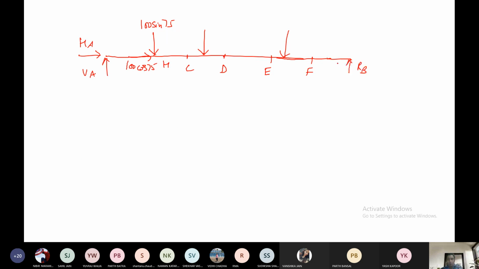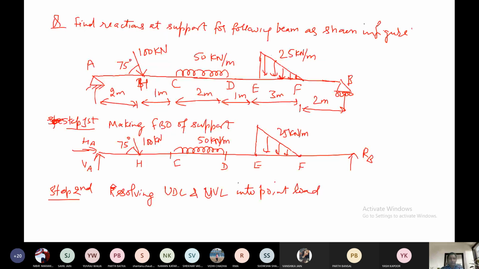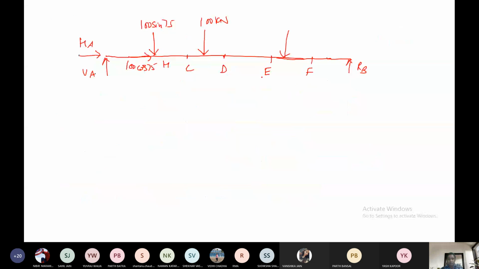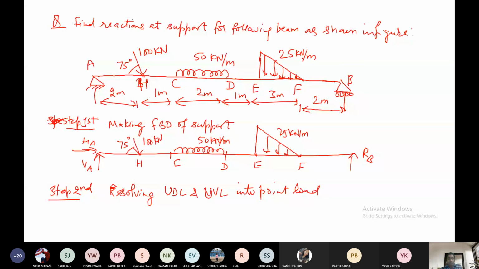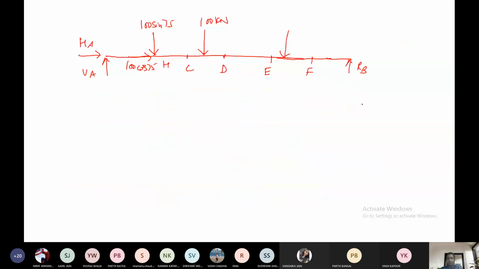So let me explain how all these things come. This will be CD. It's simple here. Distance here is 2 meter. So this will be 100 kilonewton, and this will be half into 3 into 25. So how much will it be? Half into 3 into 25 means 75 by 2, or you can say 37.5. Okay. The rest are the distances we have to mark. 2 meter. Here it was 1 meter.